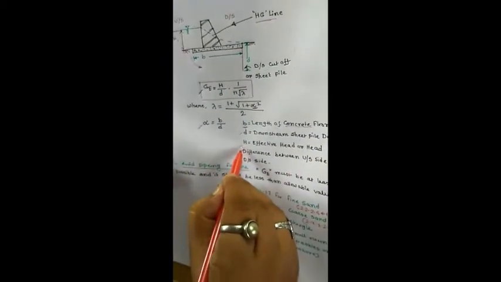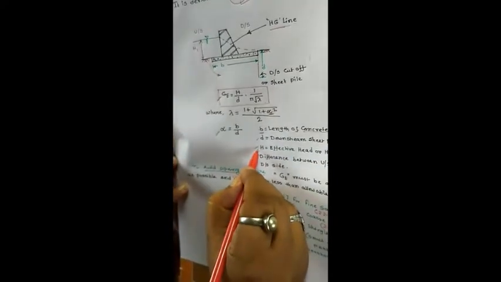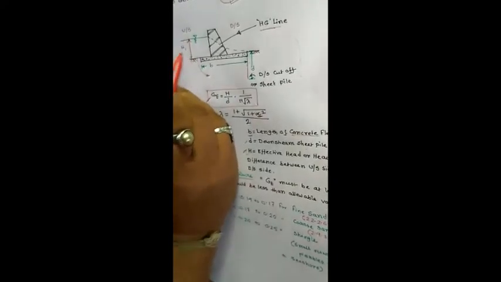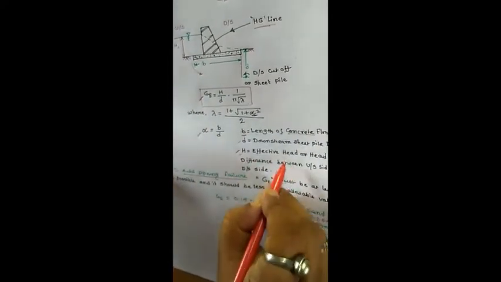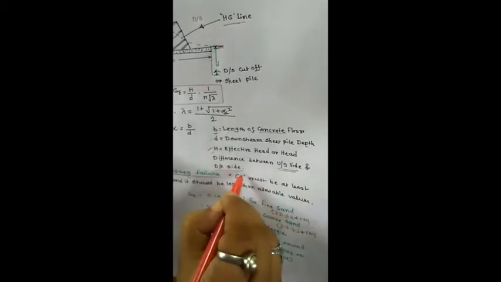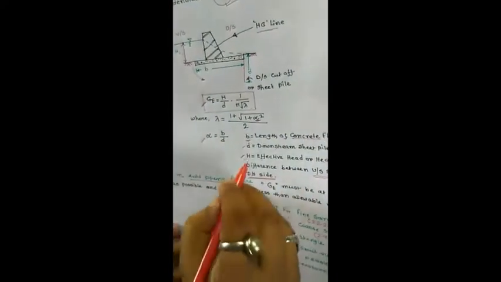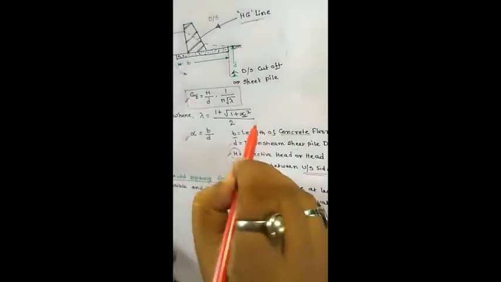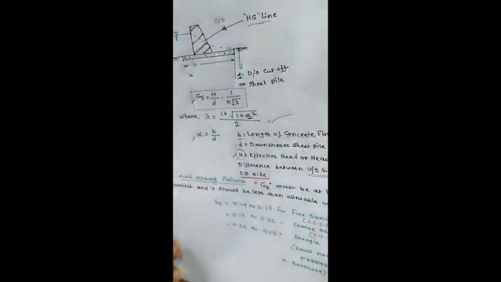And capital H, you can see there is an H1. I am talking about the capital H. H is not this head of water. Capital H is the difference between the upstream side and downstream side head. If there is a height H1 and a height H2, then the difference H1 minus H2 will be the effective head. So I think the formula is clear to everybody now.